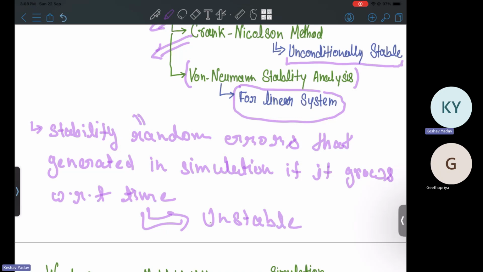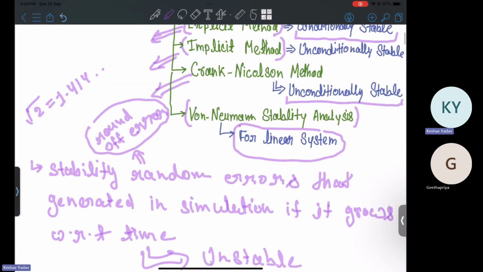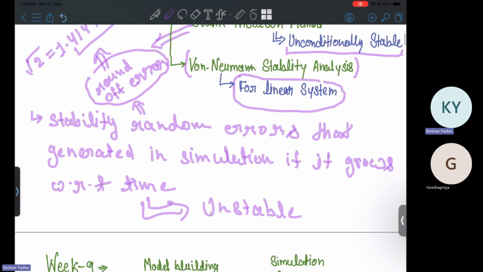And how is this random error generated? In computer, there is round off error. Suppose I am writing √2 in computer, so it will write 1.414 dot dot dot. It will go to infinite number of terms, but it will store till some decimal place. So this is what is called round off error. This is a kind of random error. And if this random error grows with respect to time, then our solver is unstable. Otherwise, it is stable. Okay, fine.